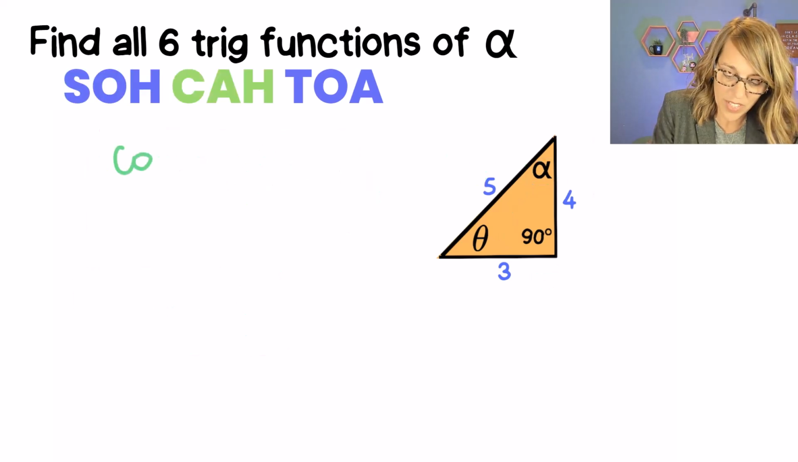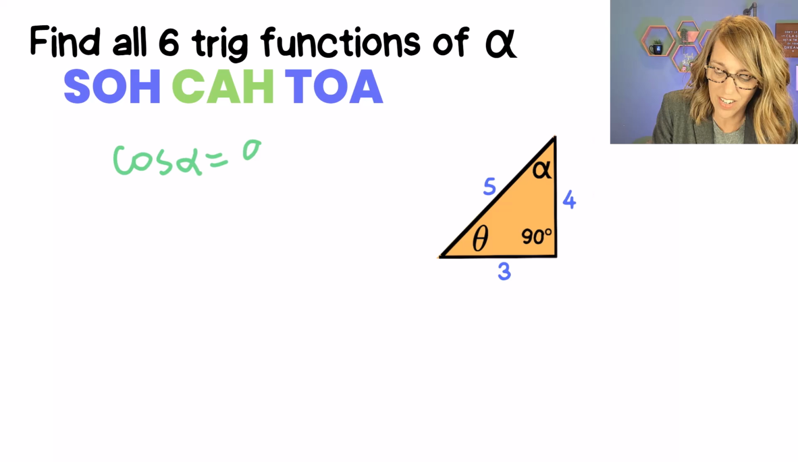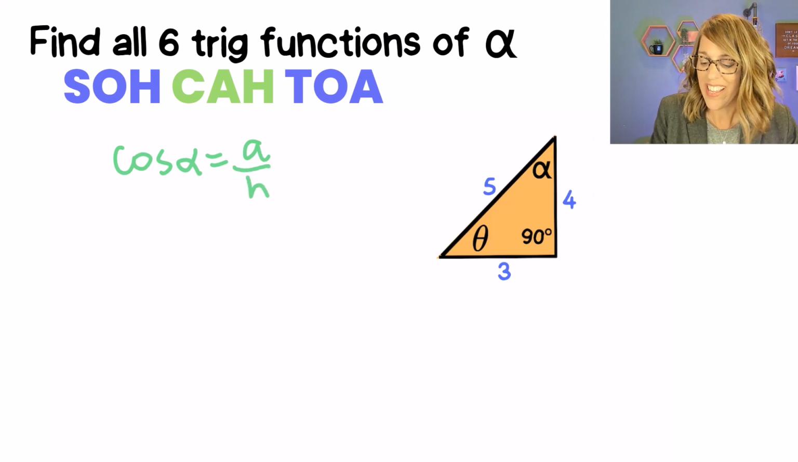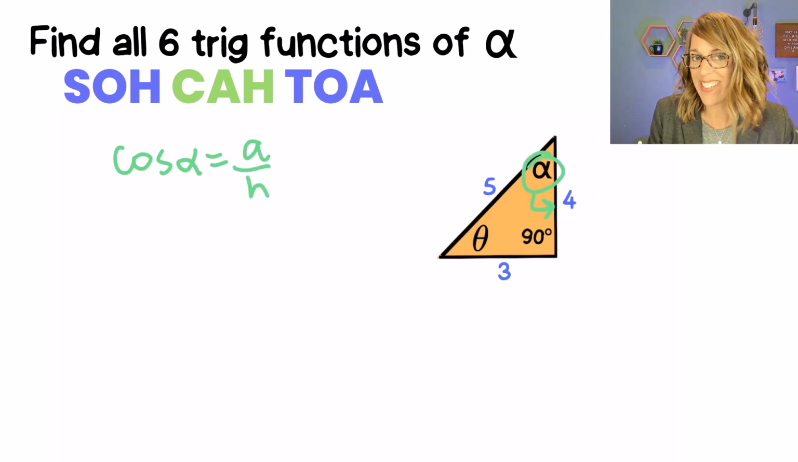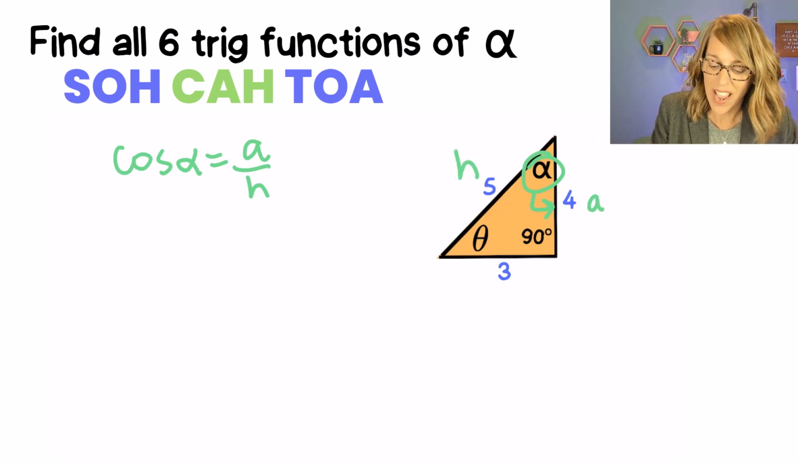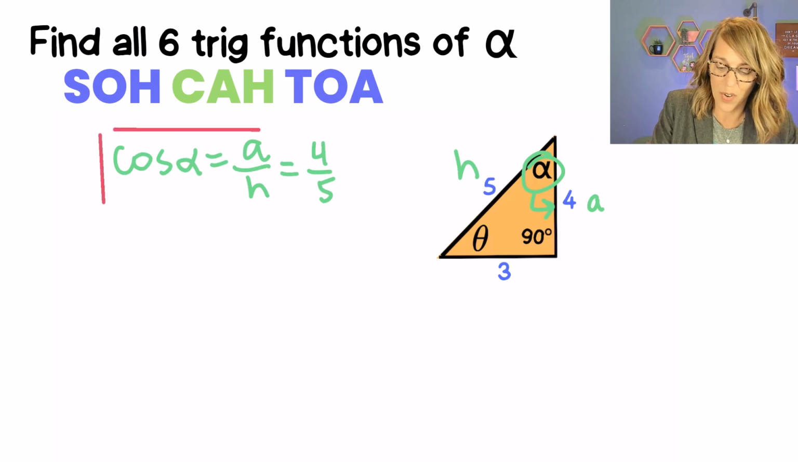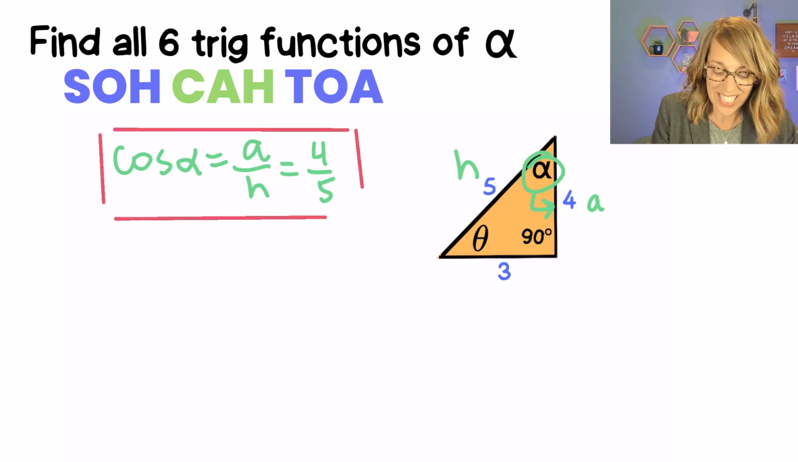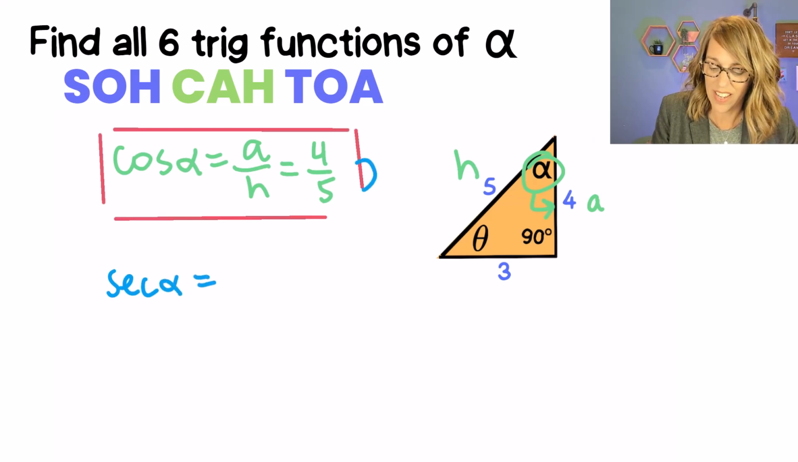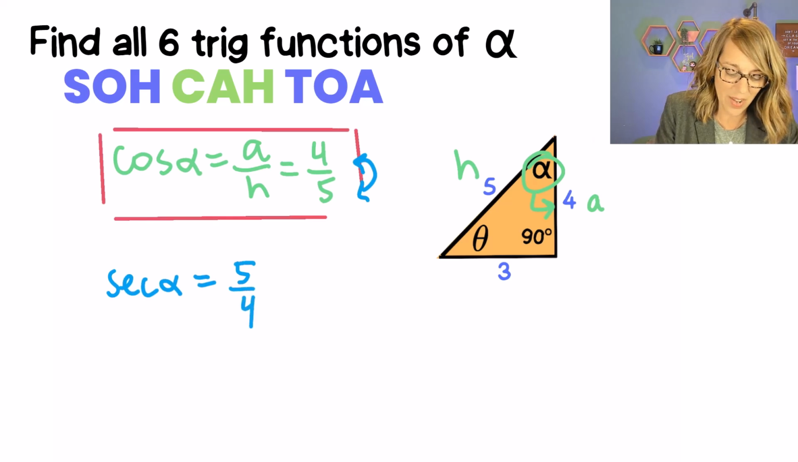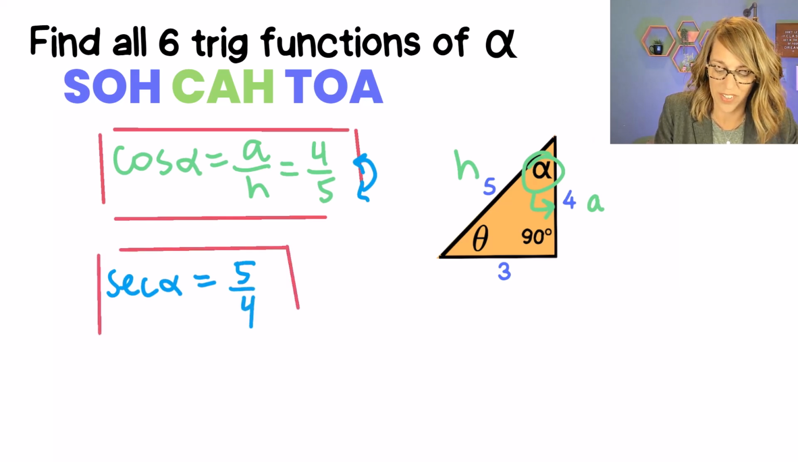Next is our cosine, and the cosine of alpha is adjacent over hypotenuse. This time the side adjacent to alpha is 4, so that's my adjacent side. My hypotenuse is still that 5, and I get 4 over 5. Now I also want secant, and secant is its reciprocal. So the secant of alpha is the reciprocal of cosine. I'm just going to flip that, and I end up with a 5/4.